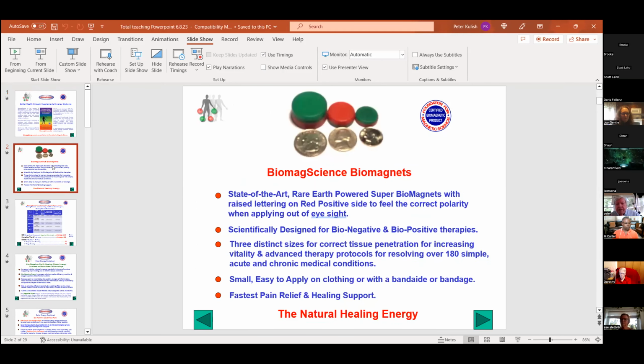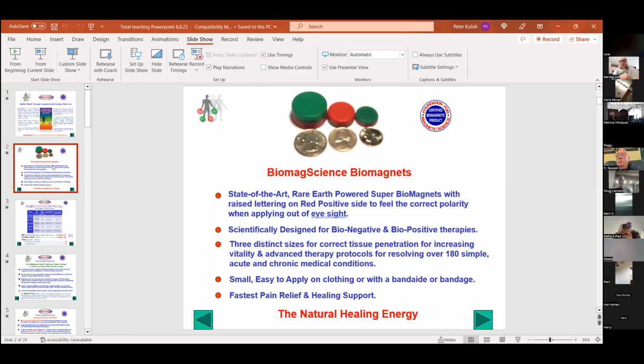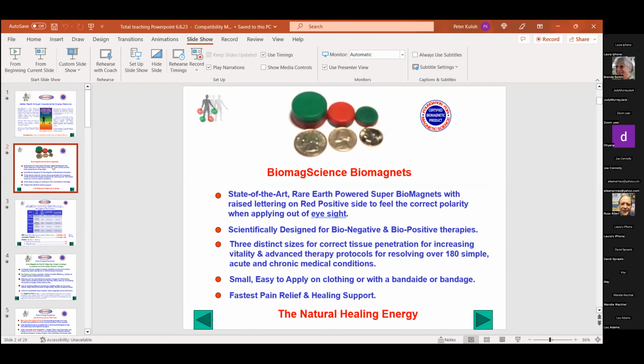So, we'll go to the next slide here. The magnets that we use are all neodymium super magnets, 3 different sizes for whatever needs to be addressed for therapy. The one on the right, which is about the size of a dime, has its particular applications. They're topical and/or penetrate an inch or inch and a half into the tissue. The regulars look much smaller than they actually are.